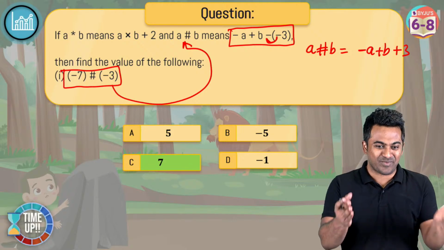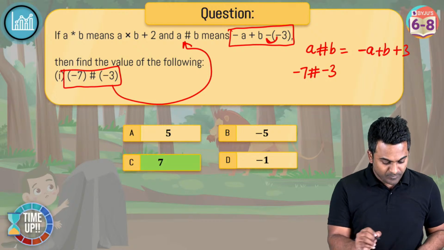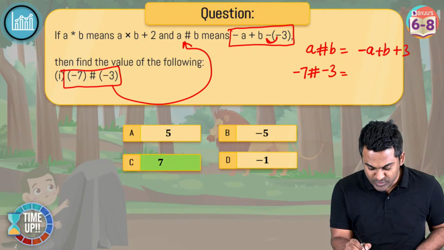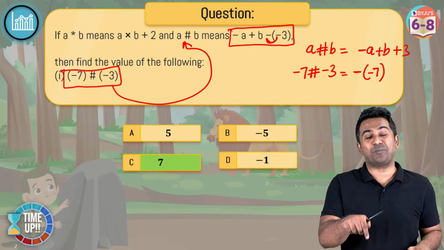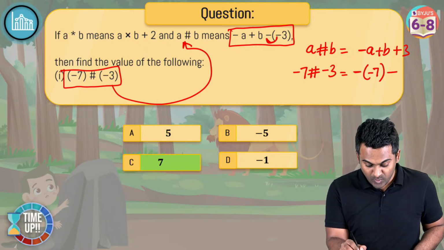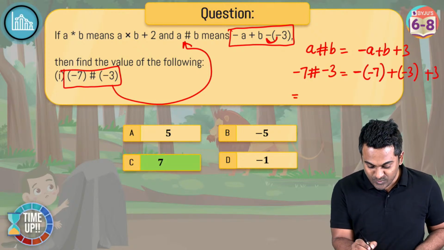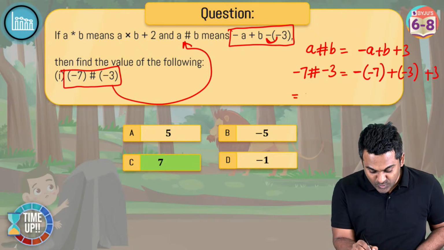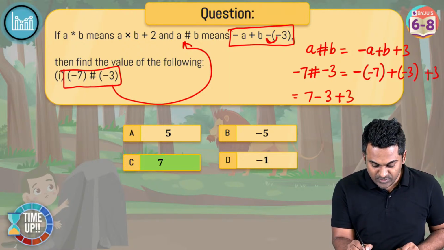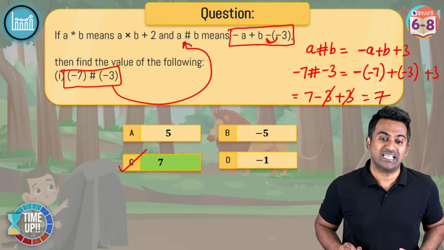Okay, now I'm getting answers as 7. Well done. So we want to find out -7 hash -3, right? In the place of A, I will substitute -7, and in the place of B, I will substitute -3. So this is going to be minus of -7. Probably this is the mistake that we made, because -A is there and A is -7. Plus -3, and then this is +3 as usual. Minus of minus will again make that a plus, so this is 7. Plus and a minus will make that a minus. So this is 7 minus 3 plus 3. 3 minus 3 will get cancelled out. And the answer, as you can see, is going to be option C, which is 7.